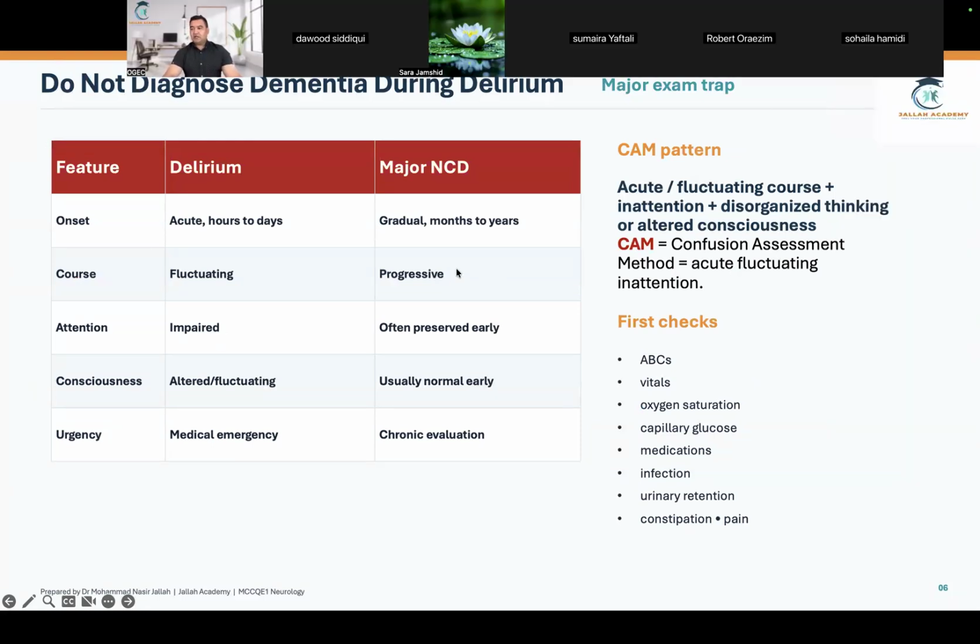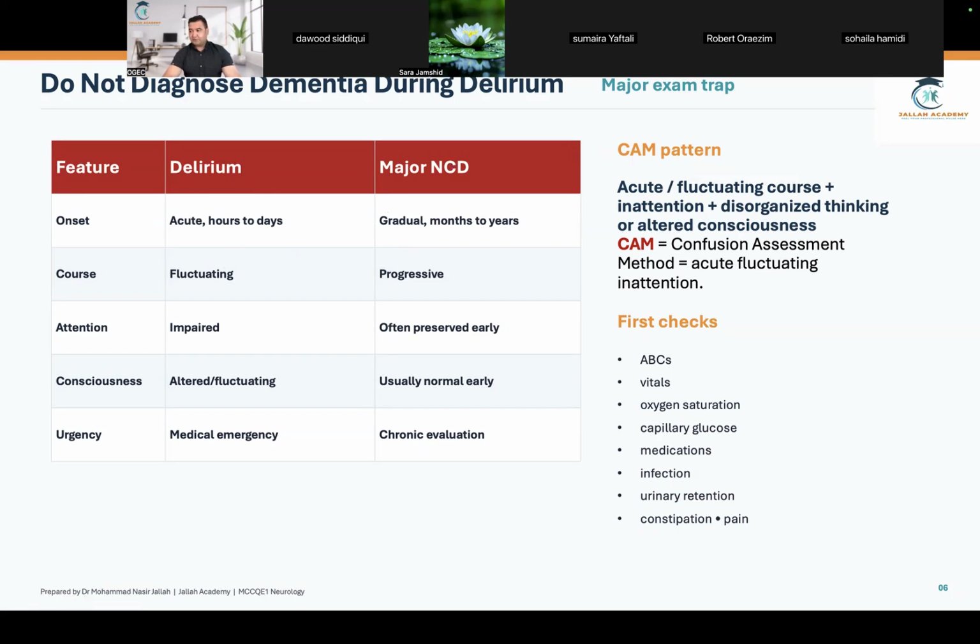Now, do not diagnose dementia during delirium, obviously. In delirium, the patient will be confused and cannot remember anything, but that doesn't mean this is dementia. It could be delirium, so during delirium, you don't diagnose dementia. The features are onset, course, attention, consciousness, urgency. Delirium is very acute, but major neurocognitive disorder is gradual. It will take months to years to develop. But for delirium, it just takes hours, right?